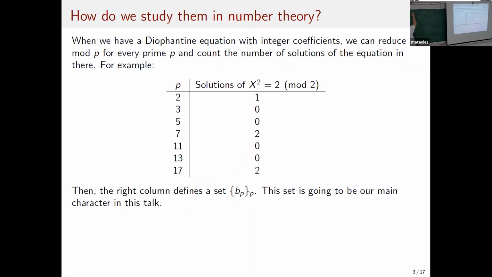So actually, let me write. From the Diophantine equations, we get this list that I will call b_p. We write all the important things that I will talk about in here, and this will be a reminder of what we're doing.